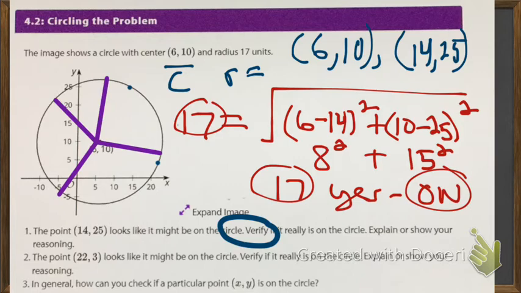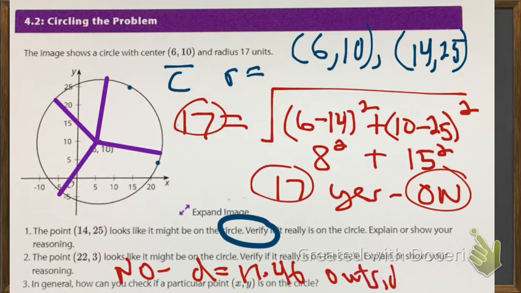All right, so then if you run the other coordinates, 22 and 3, take a moment on your calculator to do that. I've already done it, and it actually comes out to 17.46. So that one right there is a no-go, because the distance is actually 17.46, which is greater. So it actually lies outside the circle.